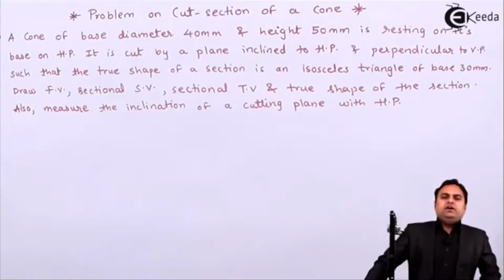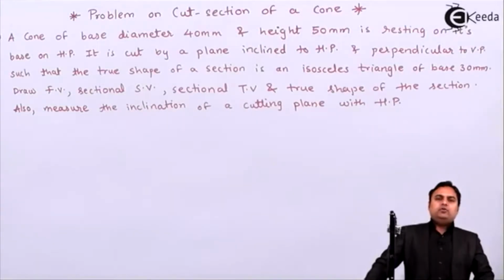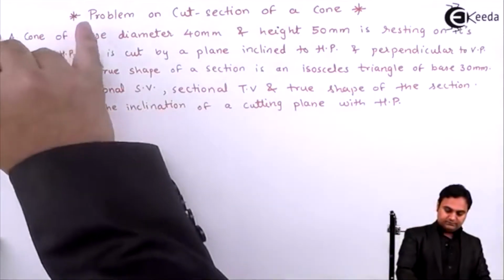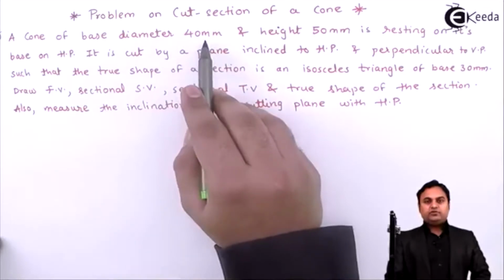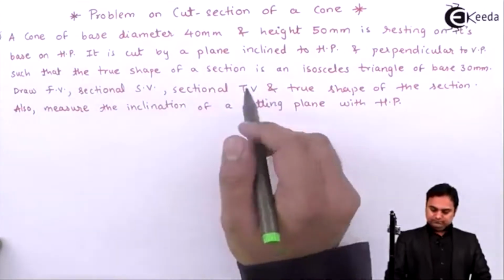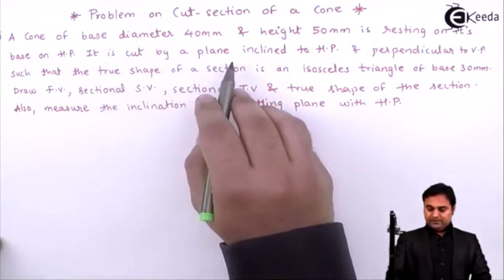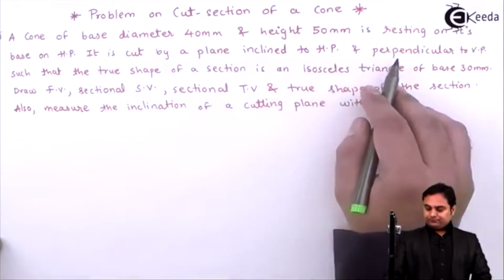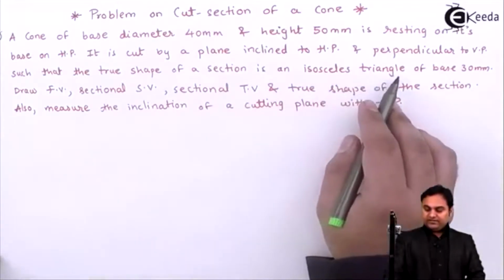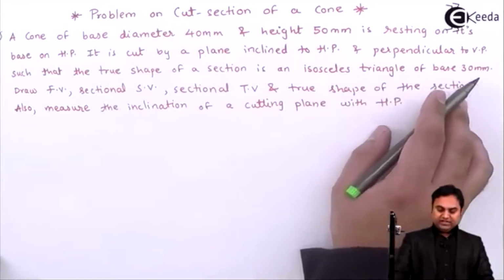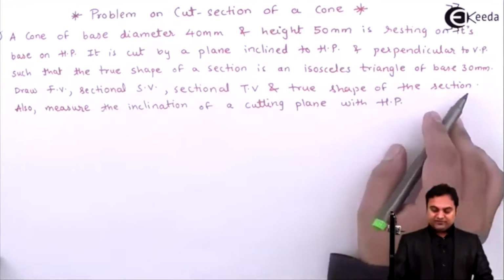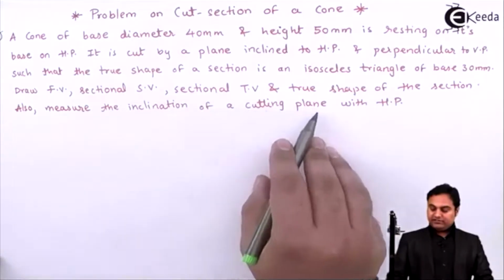In this video, we are going to see a problem on cut section of a cone. Here is a question. A cone of base diameter 40 mm and height 50 mm is resting on its base on HP. It is cut by a plane inclined to HP and perpendicular to VP such that the true shape of a section is an isosceles triangle of base 30 mm. Draw front view, sectional side view, sectional top view and true shape of the section. Also measure the inclination of a cutting plane with HP.